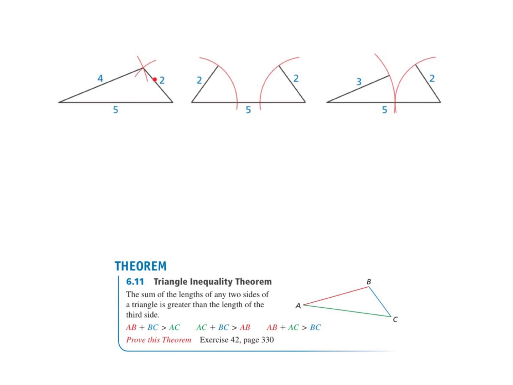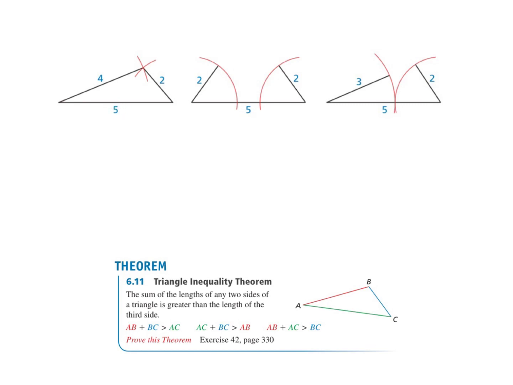The two smaller sides added together are bigger than the third side. These two sides added together are smaller than the third side, so they can't meet. What if they're the same? You add the two smaller sides together, it equals the third side. It's just going to be a straight line. So what this means is the two smaller sides have to be bigger than the third side.